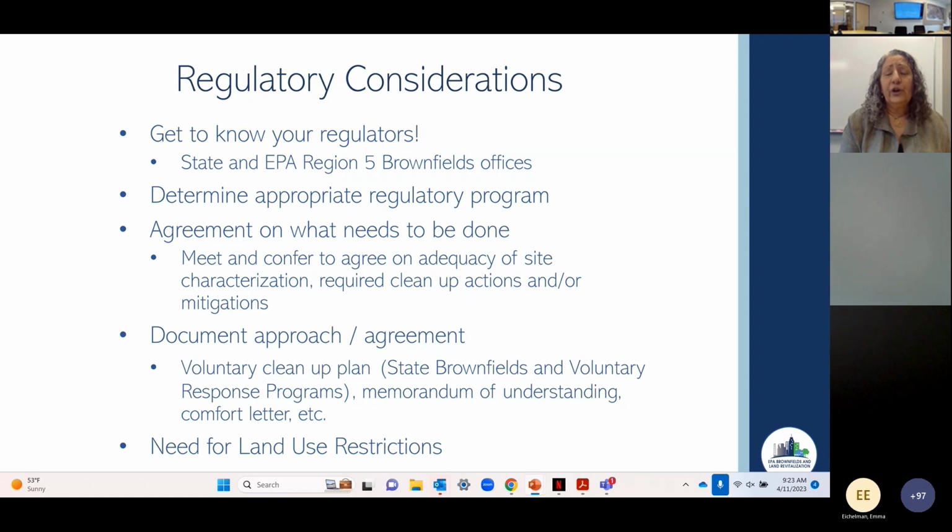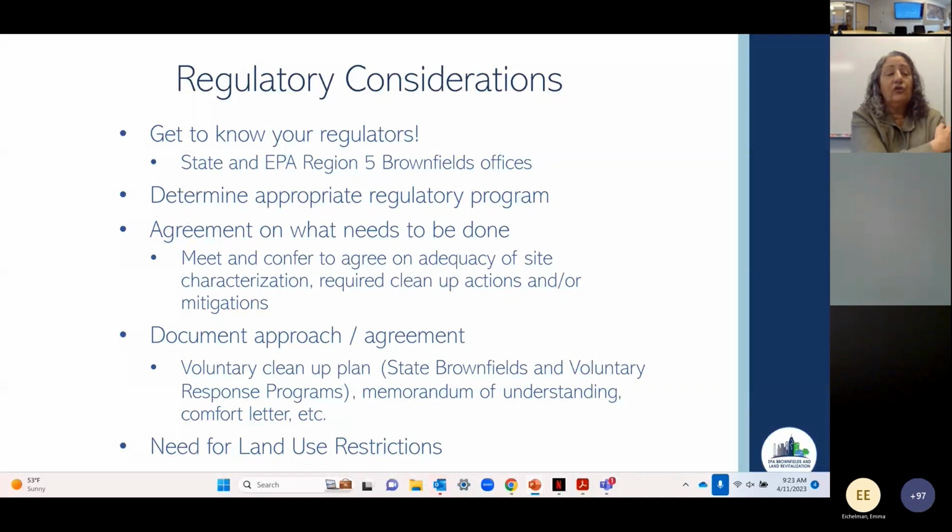As I noted earlier, there's different kinds of environmental liability, different agencies that will have influence and jurisdiction over a particular site. So you need to determine the appropriate regulatory program that this site you're thinking about buying is going to be enrolled in, is going to be governed by, whether it's a voluntary site, whether it's a surplus site. In some cases, there are local environmental agencies that may take a lead. You need to figure out who your lead regulatory agency is going to be. And you need to meet with those folks, get to know them, and reach an agreement on what needs to be done to clean up the site.